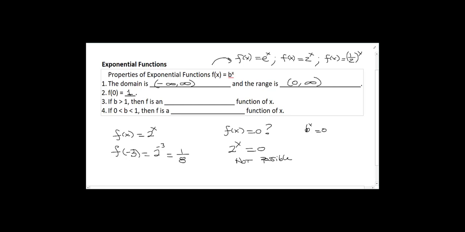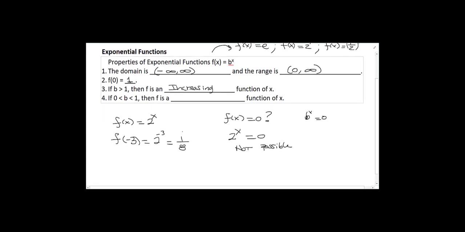If b is greater than 1, then f is an increasing function. And why is that? As we can see here, with f of x equals 2 to the x, 2 is a number that is bigger than 1. These values are going to be increasing. Notice that when x is negative 3, you get 1/8. When x is 0, you get 1. If I find f of 2, then I have 2 squared, which is 4. So these values keep increasing, so my function is going to increase.